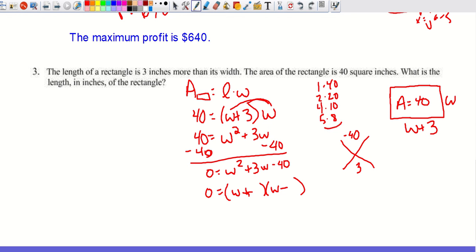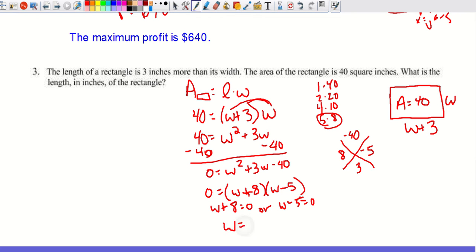The only way to get 3 is to use 5 and 8, and now the larger number is positive and the smaller number is negative. So it's W plus 8 and W minus 5. Then we do our zero product, so W plus 8 is equal to 0, or W minus 5 is equal to 0. And then we finish our solving, so we end up with 2 answers.